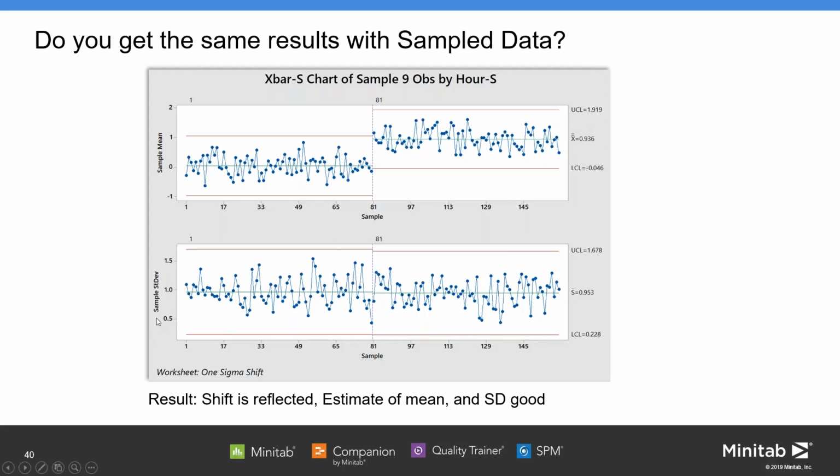I just want to double check my sample standard deviation, and you can see this is again in control, and my estimate for my standard deviation is around the 1 mark, which is what I expect it to be. The good news is that the shift is reflected in the estimate of the mean and in the standard deviation.